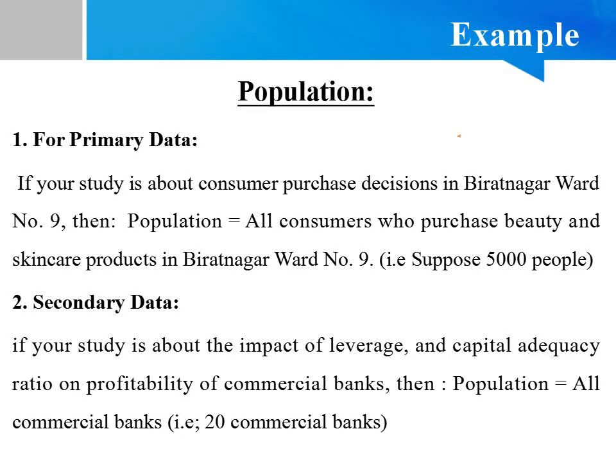Example: population. 1. For primary data. If your study is about consumer purchase decisions in Biratnagar Ward No. 9, then the population is all consumers who purchase beauty and skincare products in Biratnagar Ward No. 9. Suppose the total number of consumers is 5,000 people. 2. Secondary data. If your study is about the impact of leverage and capital adequacy ratio on profitability of commercial banks, then the population is all commercial banks. The total number of commercial banks is 20.